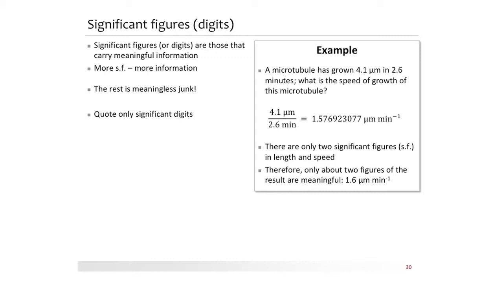There are ways of estimating this better, I will show you in a second. But your first guess would be there are only two significant figures. So you want to quote only 1.6 and ignore the rest.